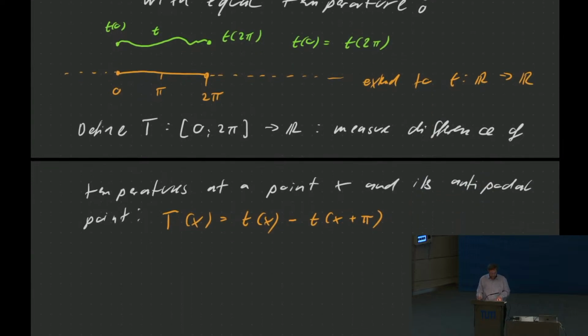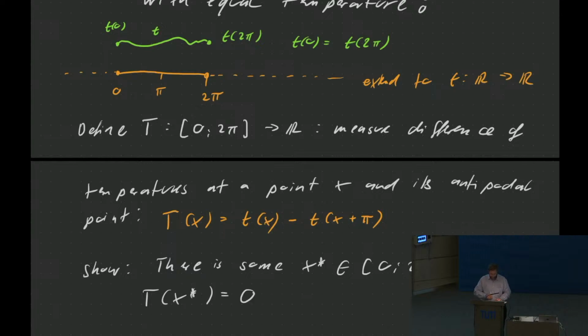Okay, so what we need to do now is, well, we need to prove that there is a point where this difference is 0. So in other words, show there is some, let's call it X star, in this domain between 0 and 2 pi with T of X star equals 0. And that would mean X star and its antipodal point have exactly the same temperature.